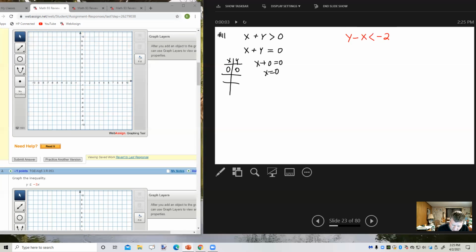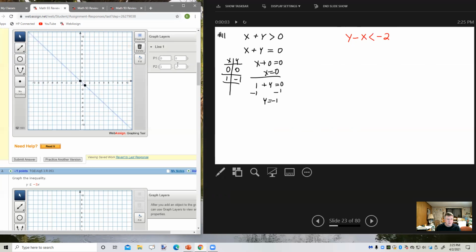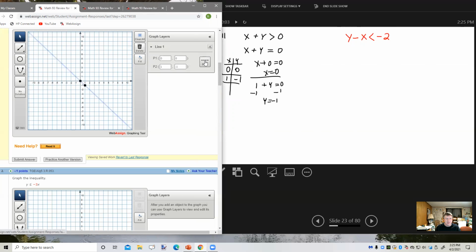So we'll have to pick some point other than an x or y-intercept. How about if x is 1? If x is 1, 1 plus y equals 0. Subtract 1 from both sides. Y equals -1. So now I've got two ordered pairs, 0, 0, and 1, -1. This inequality does not have the equal sign as part of it. So I need to make it dashed.